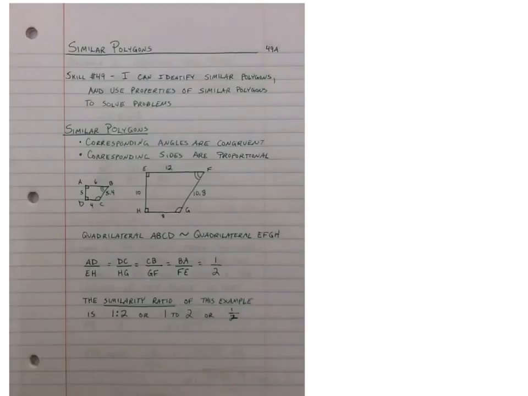So similar polygons are two polygons that have the following properties. The corresponding angles are congruent and the corresponding sides are proportional. Generally, what this means is the two shapes are either identical or a magnification of one another. So we have two polygons here. They look like trapezoids, and one of them is a larger trapezoid.